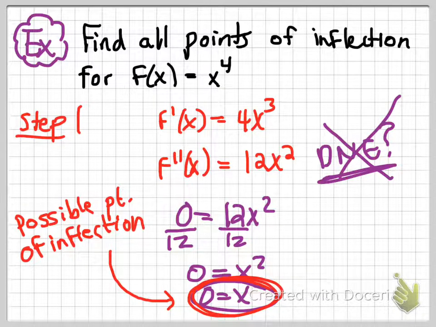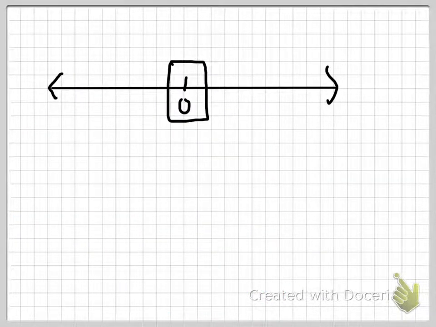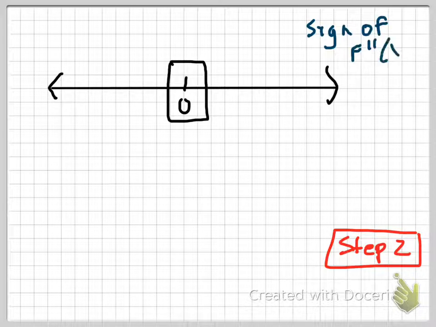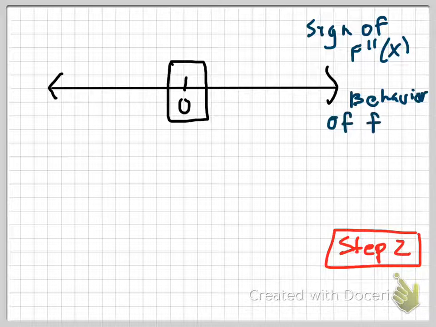Okay, so let's go on to step 2. Step 2, which I'm going to write over here, is we're going to make a sign chart. And we only have one number to put on our sign chart: that's 0, x equals 0. And we're going to label it, because if we don't label it, we get no points. So sign of our second derivative, f double prime of x, and it's going to discover the behavior of f of x for us.